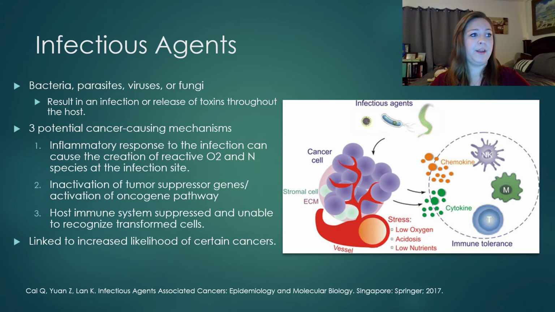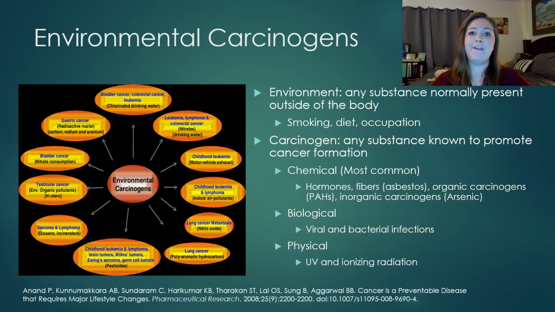Next, we're going to go ahead and move on to environmental carcinogens. So we're going to go ahead and break that down. In reference to the environment, this is referring to any substance that is normally found outside of the body. A carcinogen is just any substance known to promote cancer formation.